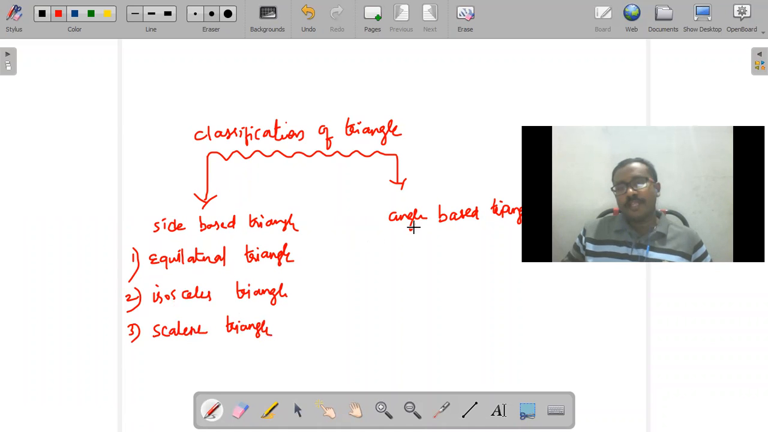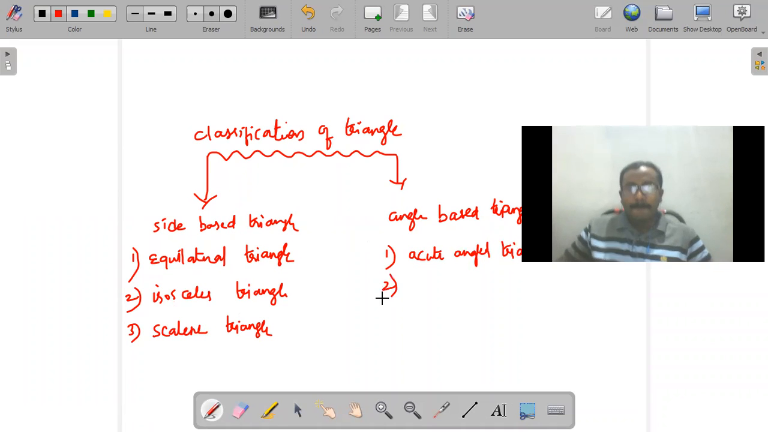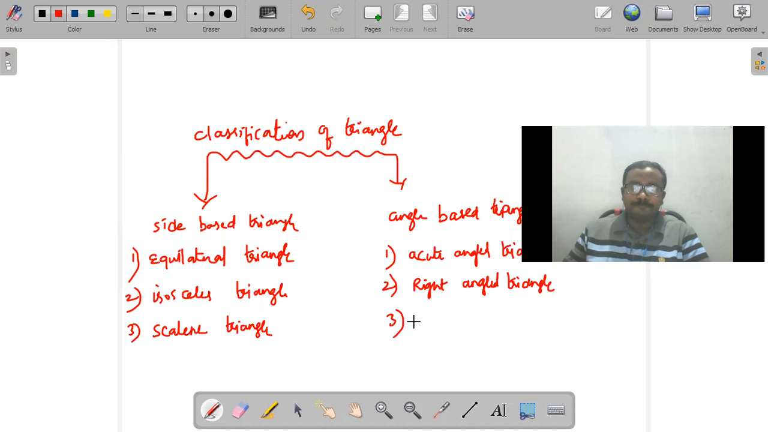Now we'll come to the angle-based triangle. The first one is called acute angle triangle, the second one is called right angle triangle, and the third one is called obtuse angle triangle. We will discuss all these in detail.